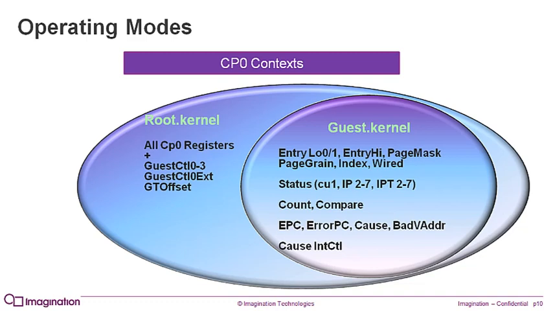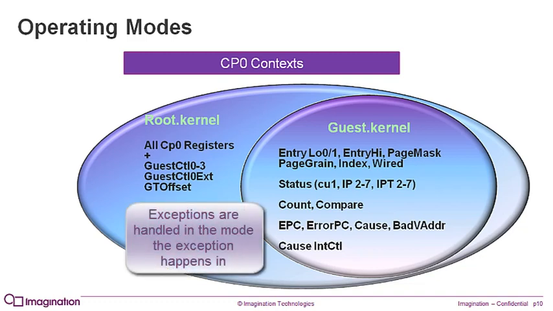The root kernel uses the full standard set of CP0 registers and additional CP0 registers used to control guest mode operation. During guest mode execution, both the guest coprocessor 0 and the root coprocessor 0 contexts are active. The presence of 2 simultaneously active coprocessor contexts is fundamental to the operation of the virtualization module. Exceptions can be handled in the mode whose context triggered the exception. An exception triggered by the guest CP0 context can be handled in the guest mode, and an exception triggered by the root CP0 context can be handled in root mode.